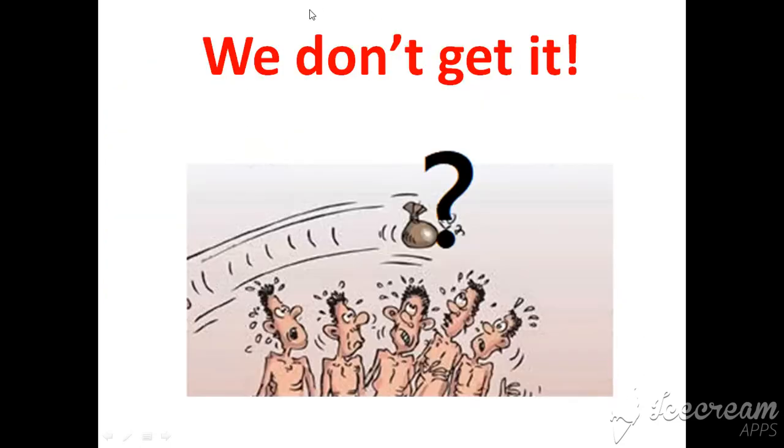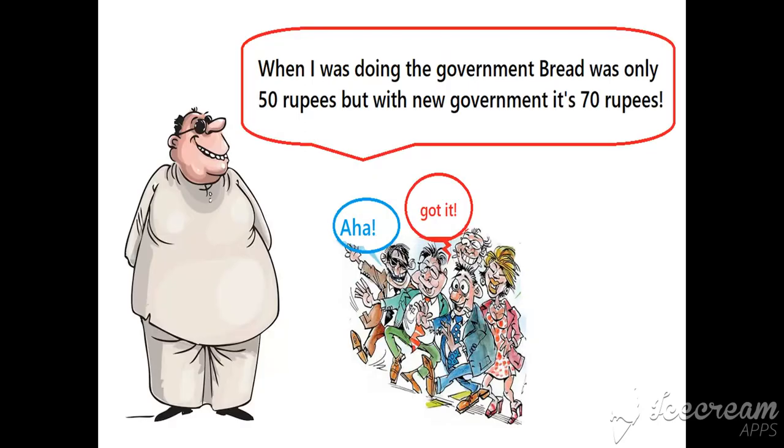But in Sri Lanka, we don't understand it. If you ask normal people, do you get it? No, they won't get it. But our politicians, they do something smart. They tell the same thing in a different way. He says, when I was in government, bread was only 50 rupees. But with the new government, it's 57 rupees. Our people get it.